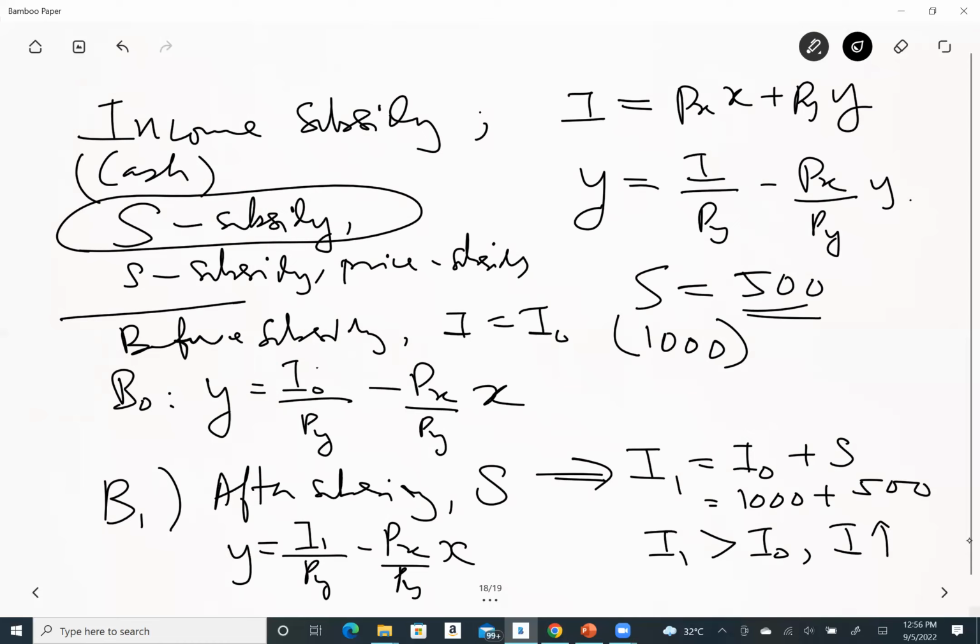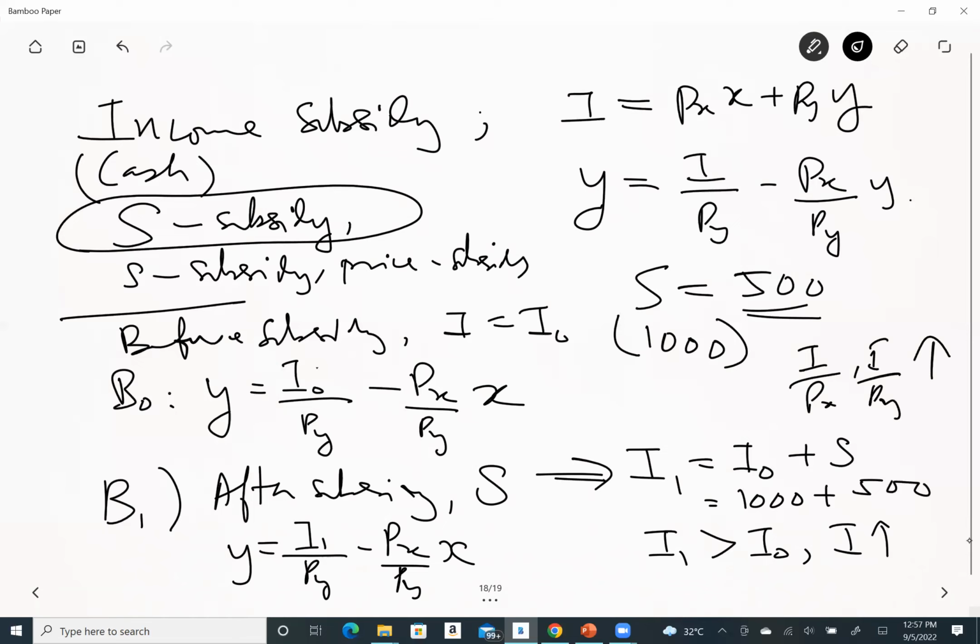So what happened to I over PY, your real income? Increases. Your real income, not just I over PY. If you look at I over PX, somewhere up. So real income increases. Okay, that's number one.